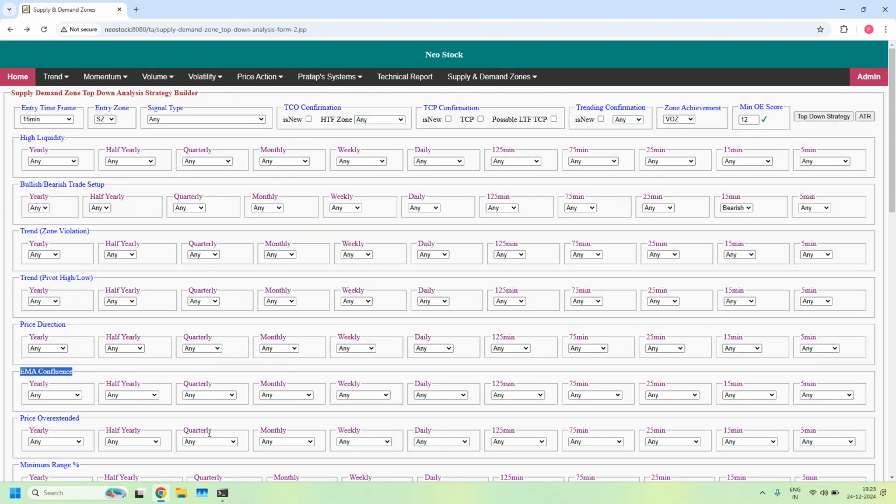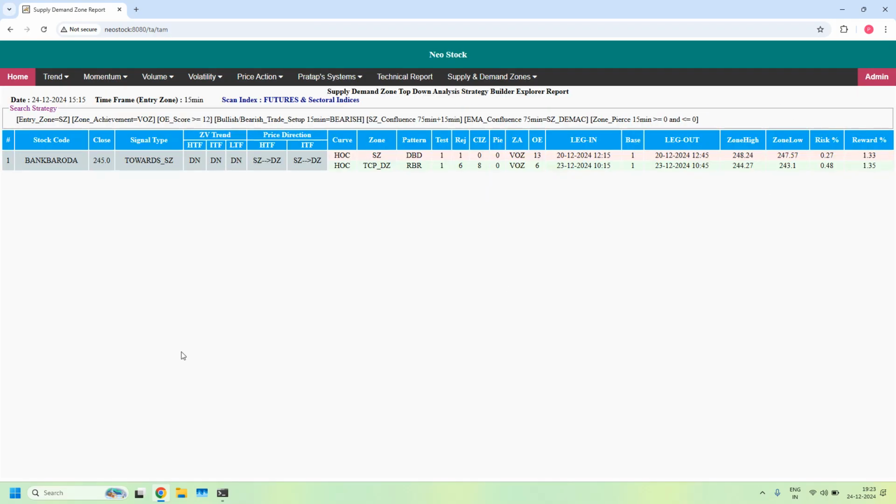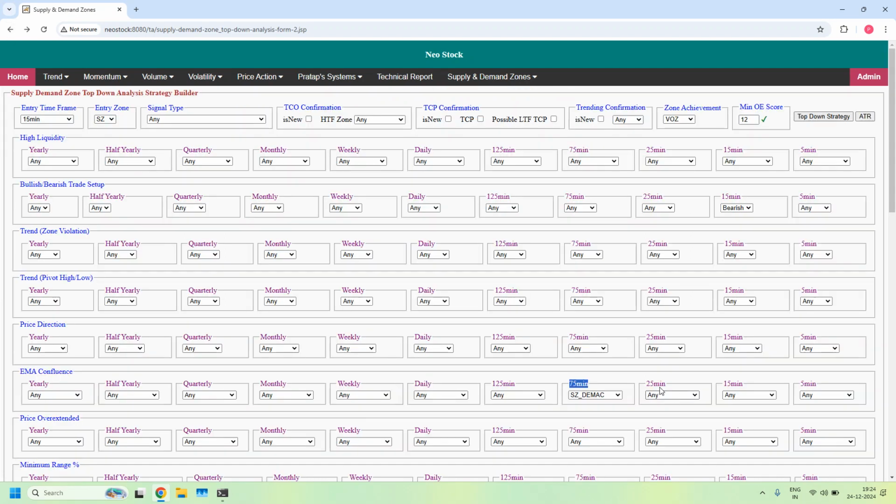In the EMA confluence at 75 minutes time frame, because the 15 minute supply zone is part of the 75 minute supply zone, that's why we are looking for a 75 minute supply zone with daily EMA confluence. With this filter, out of 8 stocks, we got only 1 stock. So this is an even more high probability trade setup supported stock. See, already it gave 1 test successful. Okay, next let us look for LTF, ITF and HTF supply zone confluence.